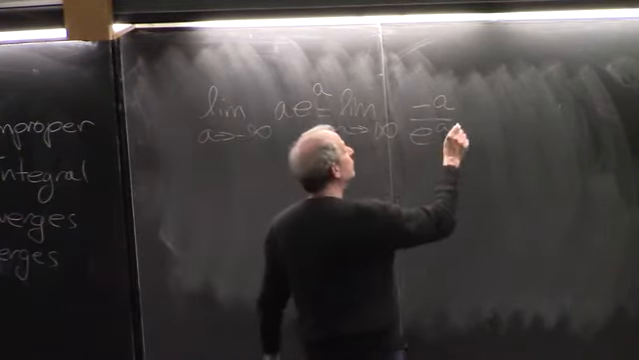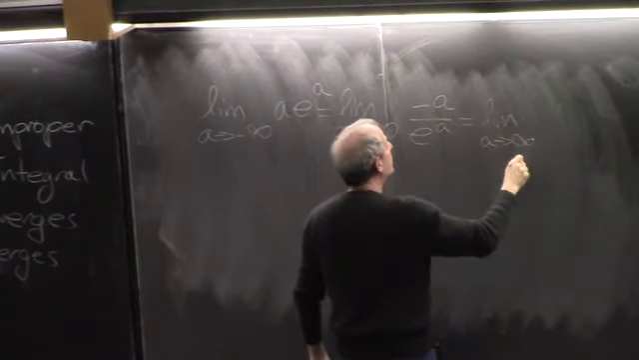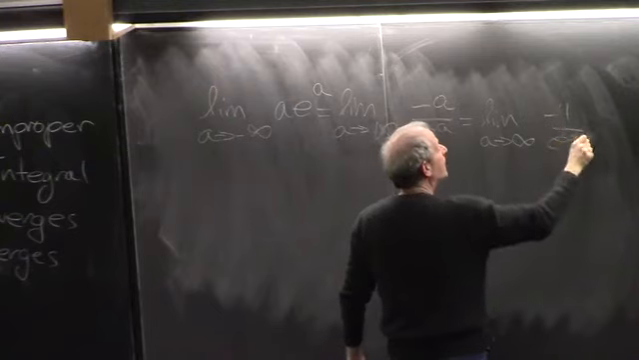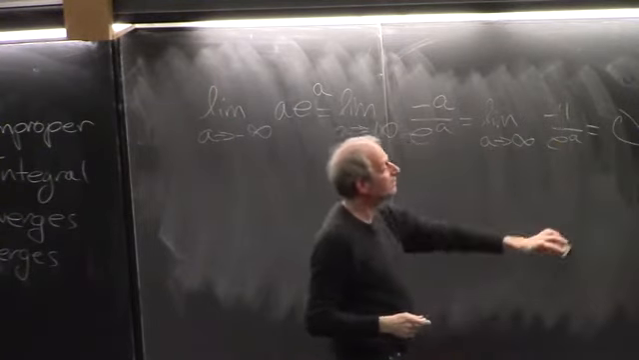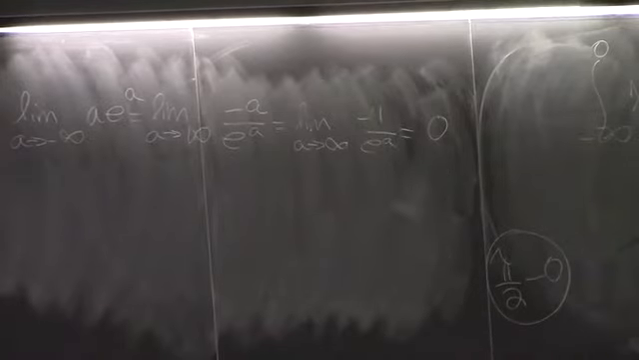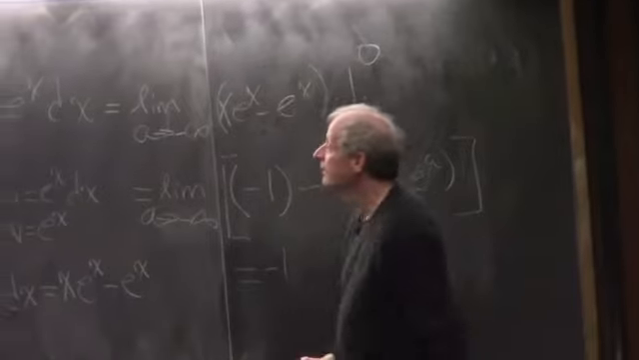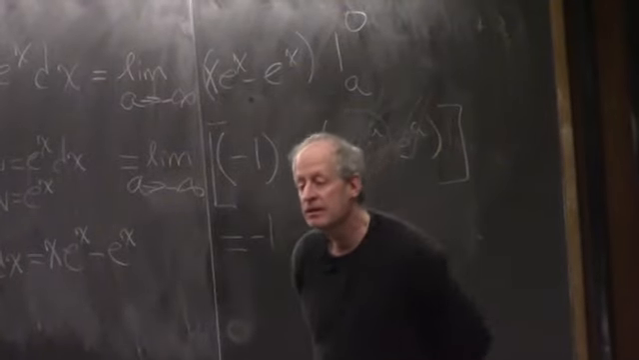Then you do L'Hopital's rule. You remember L'Hopital's rule. Just take the derivative at the top and bottom. And that equals 0. So this is 0. This is 0. The whole thing comes out negative 1. Yes?